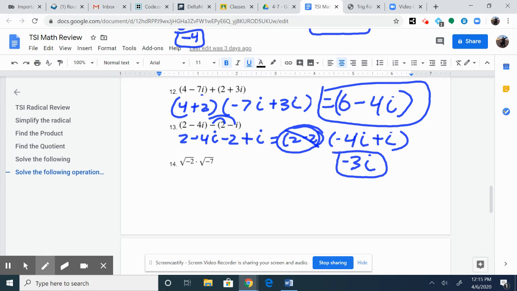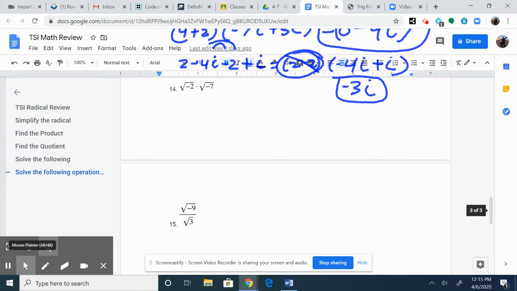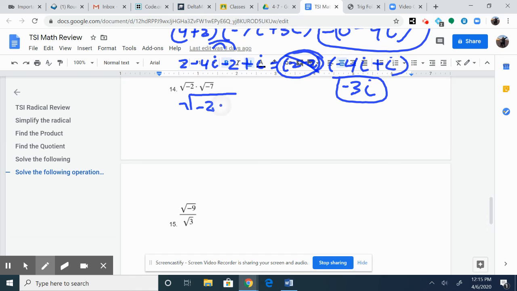Okay. So moving on. If we take the square root of -2 and the square root of -7 to multiply them, again, as long as they're the same root, we're just going to do a straight multiplication. So that should be -2 times -7, which is equal to a positive 14.